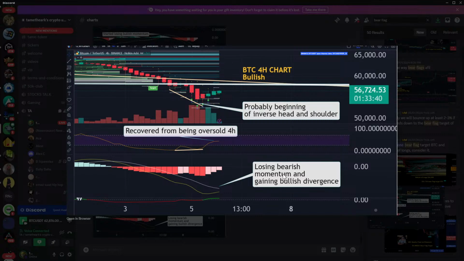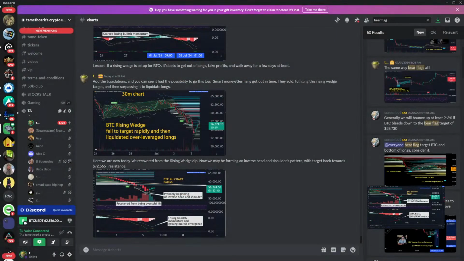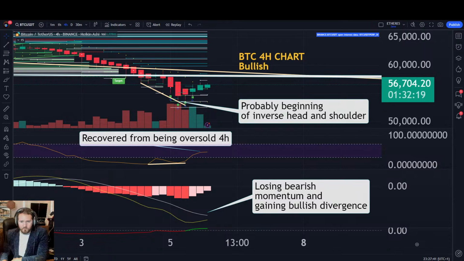We already lost that bearish momentum on the MACD. We already started picking up bullish divergence. We started recovering from being oversold on the 4-hour. The weekly is not completely there yet, but the daily gave it enough room in that dip. So let me show you guys real quick what an inverse head and shoulders looks like.